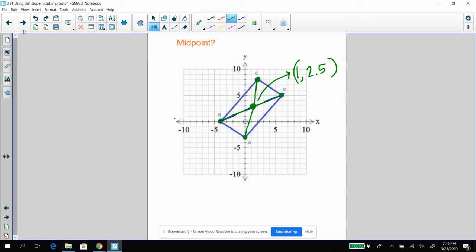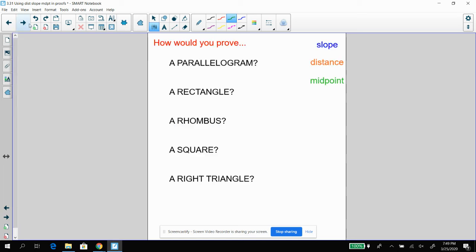Perfect. Excellent. All right. So in general here, I just gave you a shape and you proved things that I told you to prove. But in general, if I asked you to prove that something was a parallelogram, remember we had those 5 ways that you could prove that something's a parallelogram. Opposite sides are parallel, opposite sides are congruent, one pair of sides are both parallel and congruent. You can prove that the opposite angles are congruent and that the diagonals bisect each other, right?